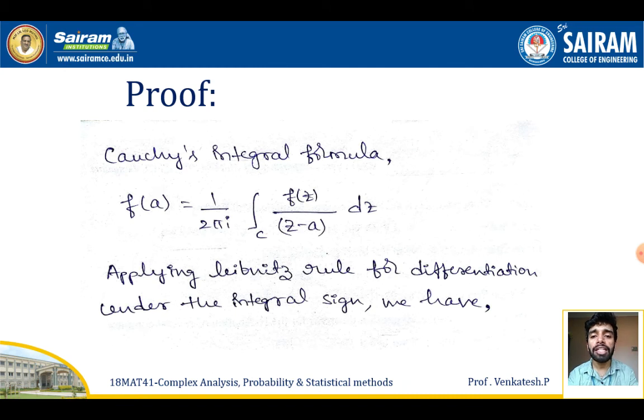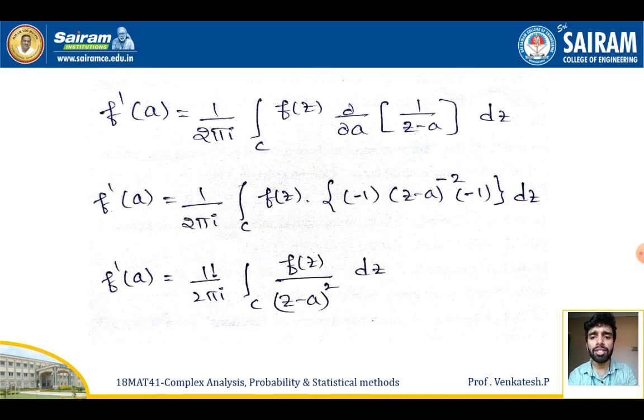To prove this, I am taking the Cauchy's integral formula in the form f of a is equal to 1 by 2 pi i integration over the region C, f of z by z minus a dz. To find the f power n of a, I am going to solve this step by step. I am going to apply the Leibniz rule for differentiation under the integral sign. It means differentiating the above equation on both sides with respect to a, we'll get the equation like this. So I got f dash of a is equal to 1 by 2 pi i integration over the region C, f of z into dou by dou a of 1 by z minus a dz. This step is obtained by the Leibniz rule of differentiation under the integral sign.